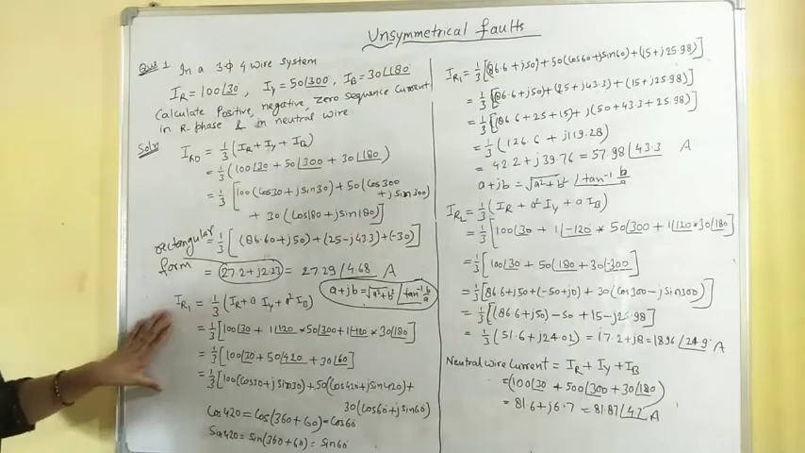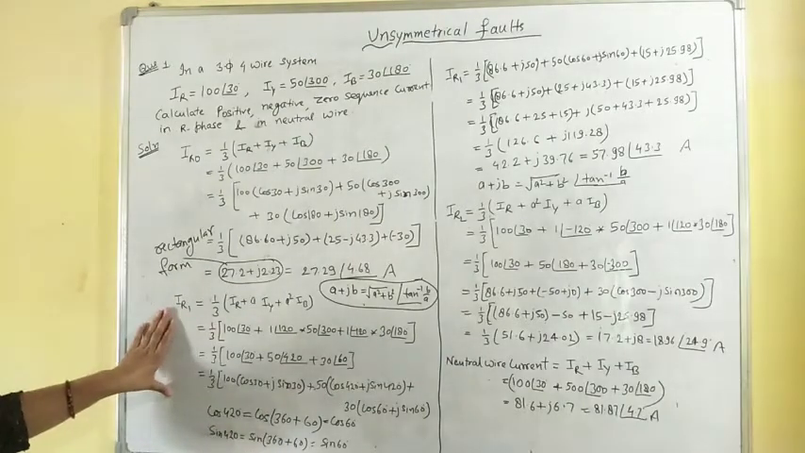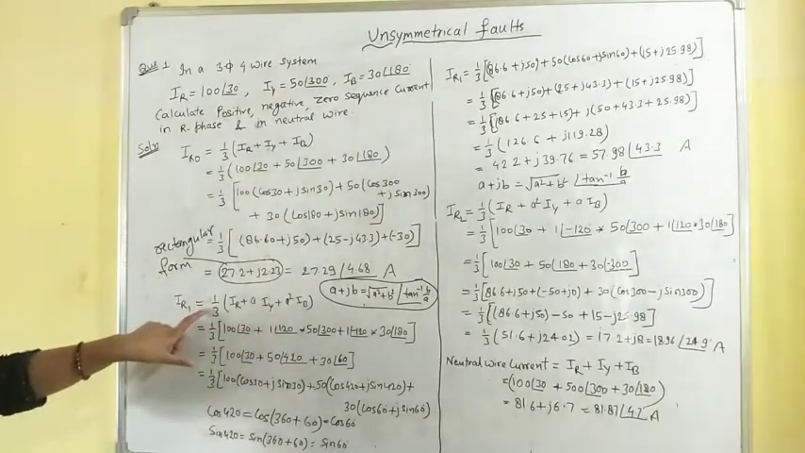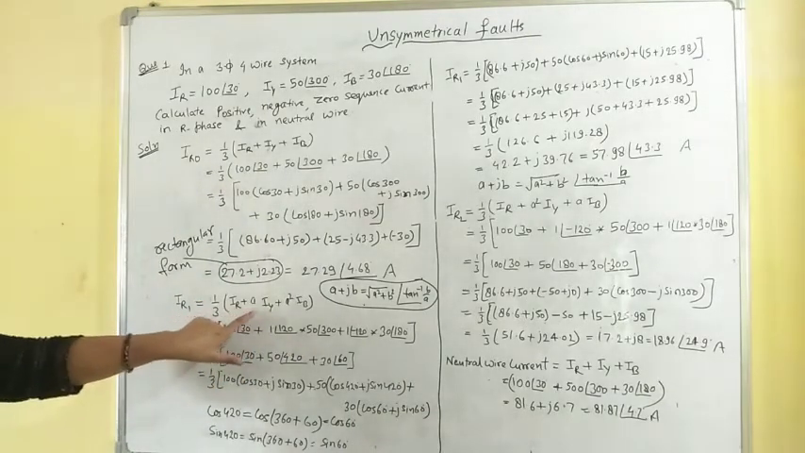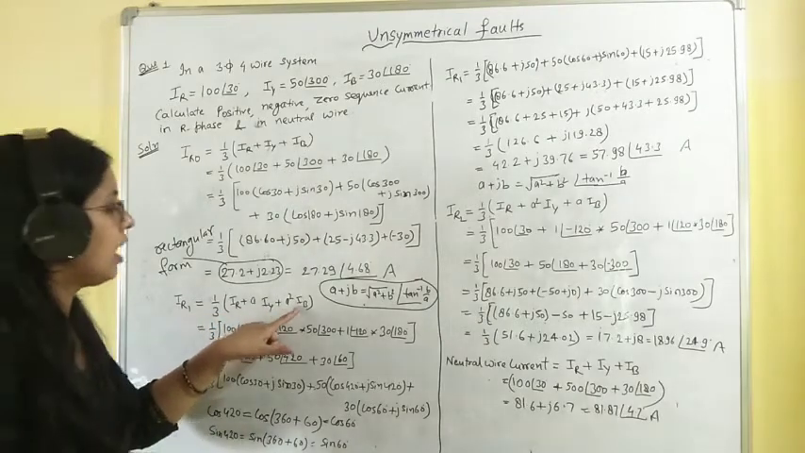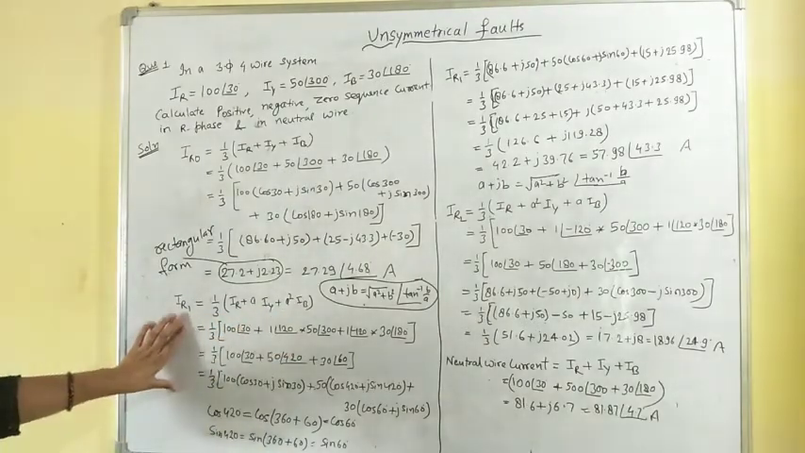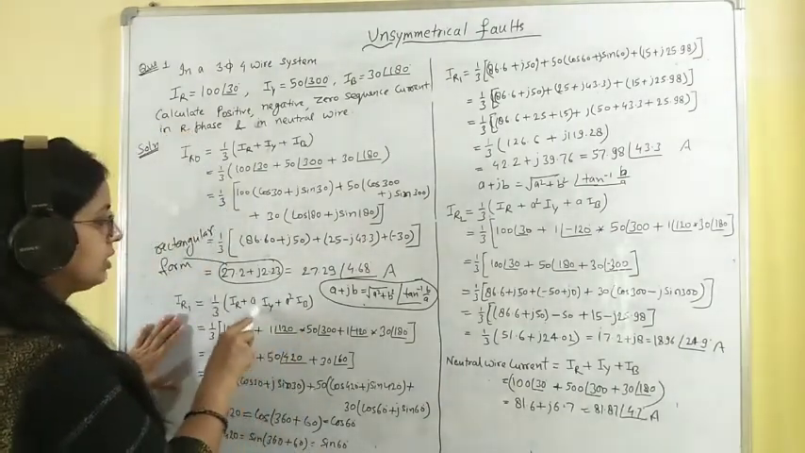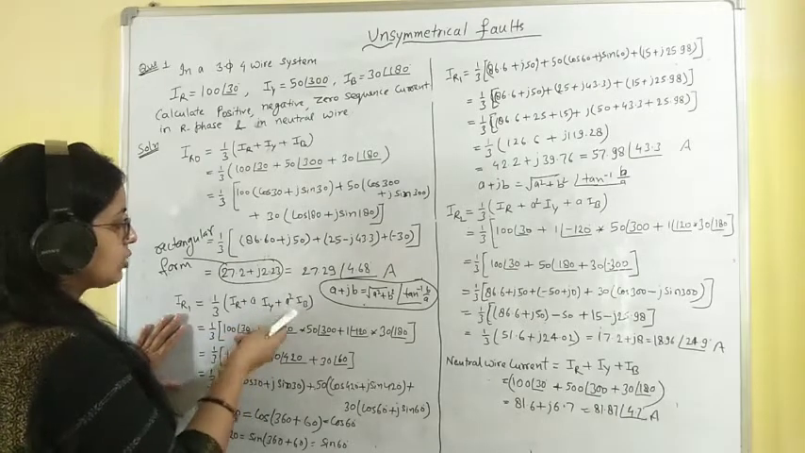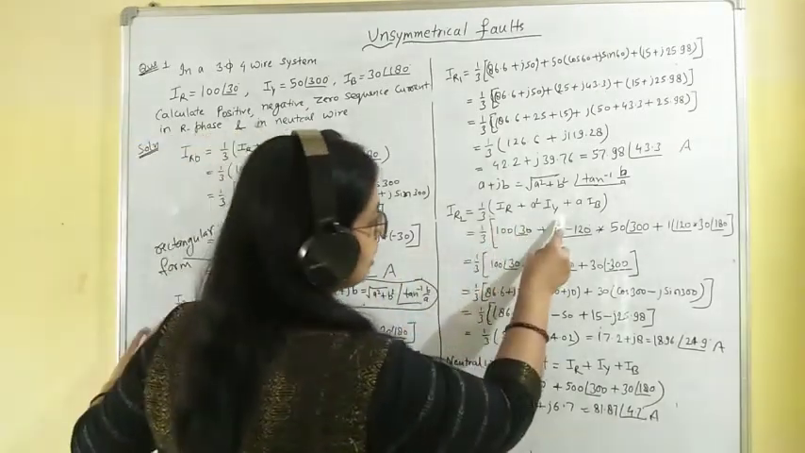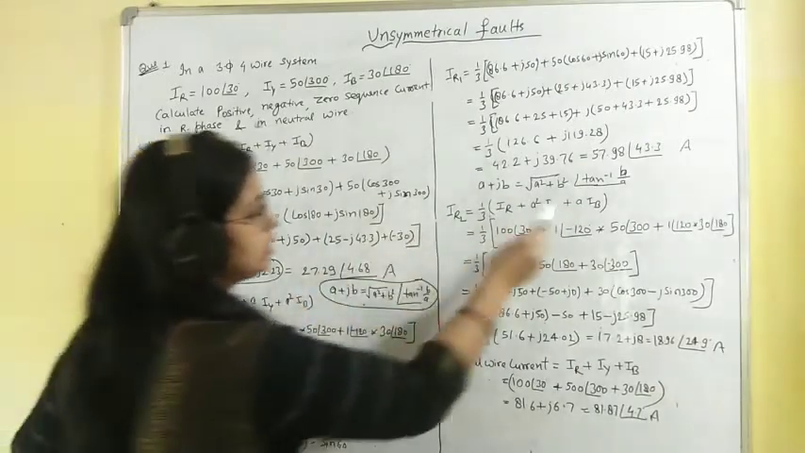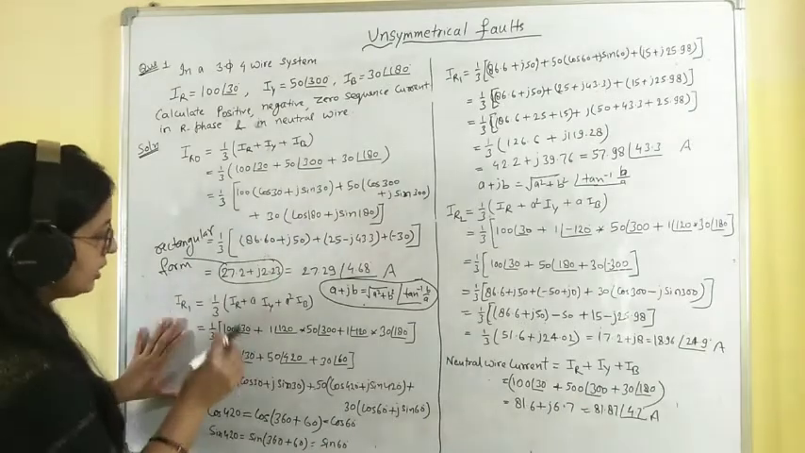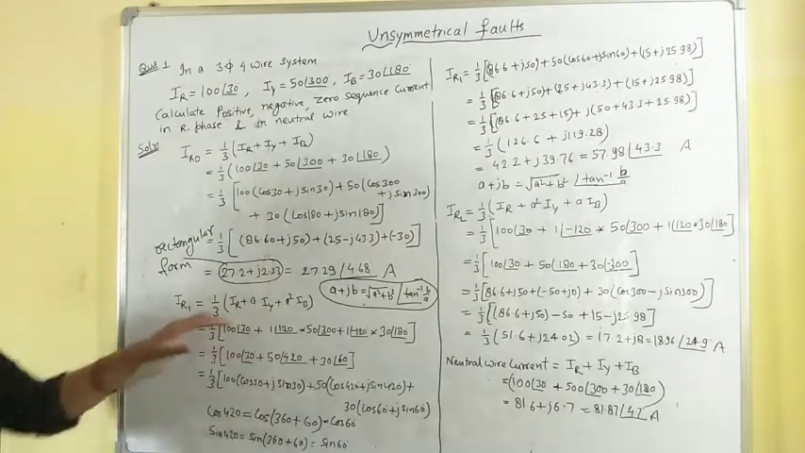Then the positive sequence current we have to calculate. For this we will use the formula 1/3 (IR + A IY + A square IB). And what will be the negative sequence current? It will be just the opposite. We will just exchange these values: A square will be written with IY and A will be written with IB.